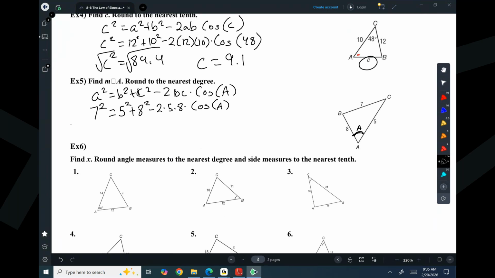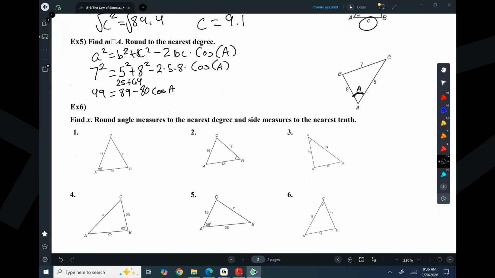I need you to notice that 5 squared plus 8 squared are just numbers, right? So what is that? I'm not going to do all the math here. That's just 25 plus 64. So what is that really? 89? So this is 89 minus, what is 2 times 5 times 8? 80 cosine of A equals 49, right? Okay, that's just an algebra problem.